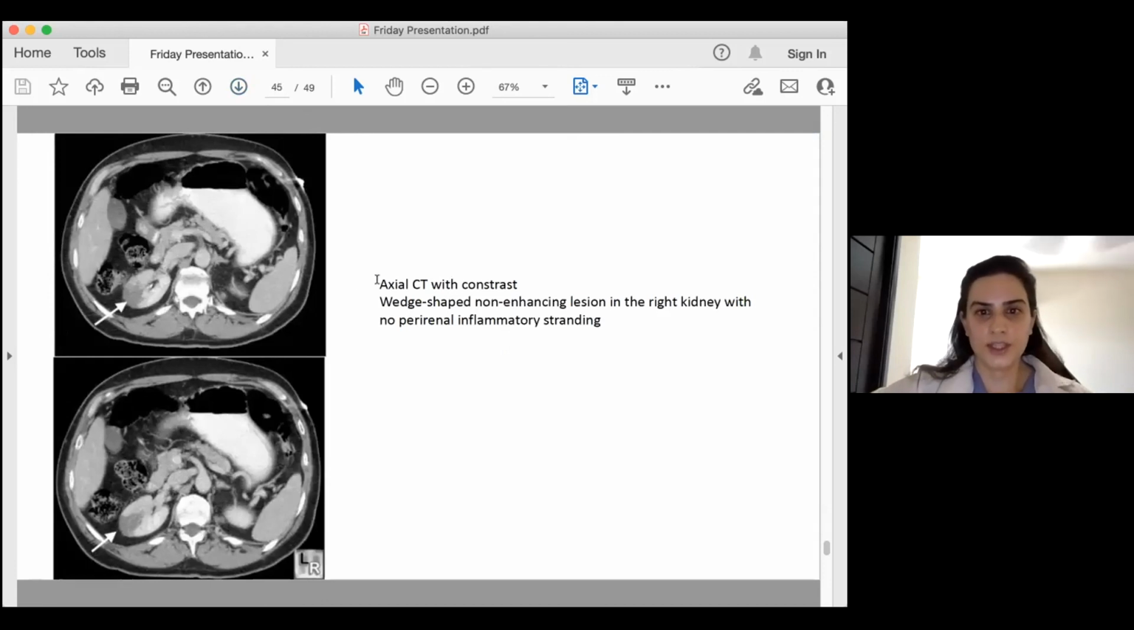In this projection, the axial CT with contrast, you see a wedge-shaped non-enhancing lesion in the right kidney with no perirenal inflammatory stranding. So that fat stranding that we saw earlier, where you saw that stringy aspect behind the kidneys, we don't see that there, but you are able to see the difference in attenuation, where one aspect seems more attenuated, this one here, and the other less attenuated. So that can also help us indicate renal infarction.